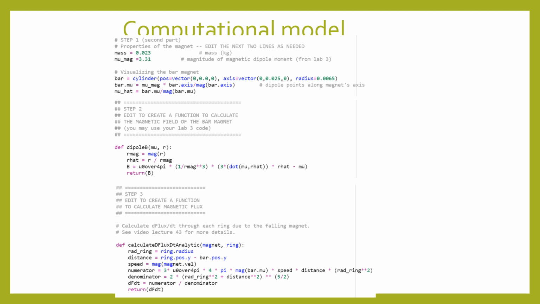As you can see, the first step was to take the magnitude of the r vector and then the r hat, which is just the r vector over its magnitude, and then finally with the formula that I explained before, we took the magnetic field of the bar magnet. Then for step 3, I created a function that calculated the magnetic flux, again based on the formula that I explained before, and here's the code.